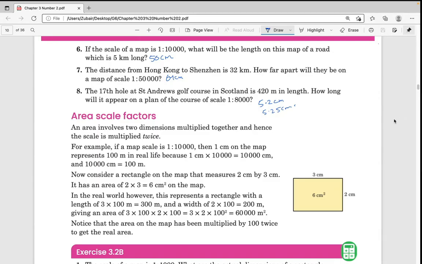Let's see this eighth one. The 17th hole on St. Louis Golf Course has 420 meters in length. How long will it appear on a map? So 420 meters into 100 divided by 8 would do. Haris, we're getting 5.25. Yes, sir.